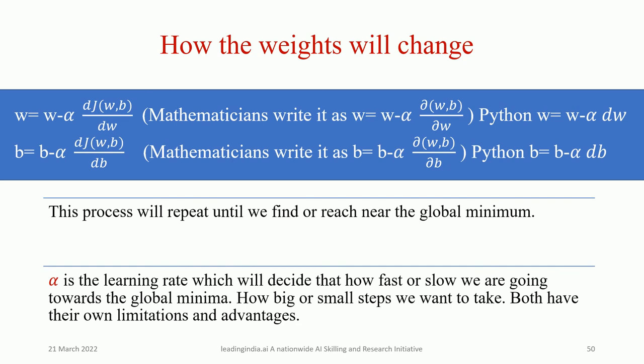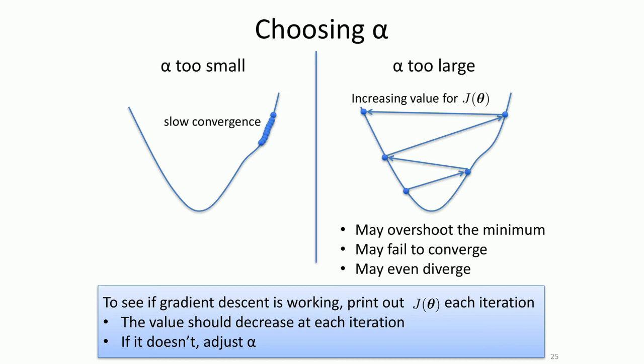And we have two options: either take the value of alpha as small or large. Empirically, we need to set that parameter according to our experiment or data, right? So if alpha is too small, there will be a slow convergence, right? So that's not very beneficial. And if the alpha value is too large, then it will keep on bouncing around the curve, and we may actually miss the global minima.